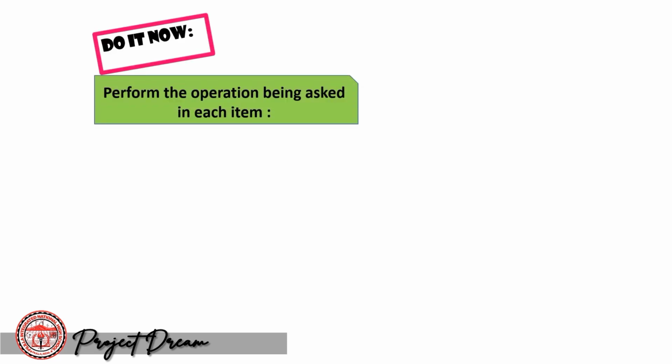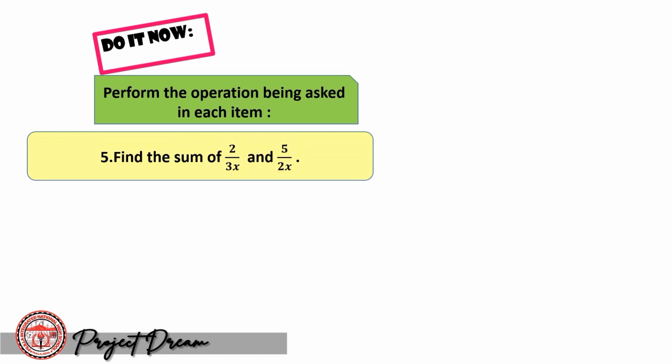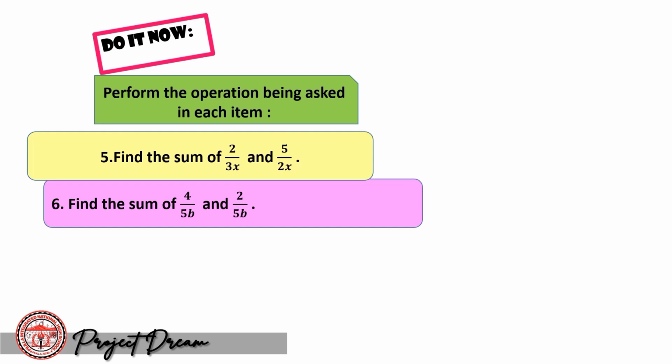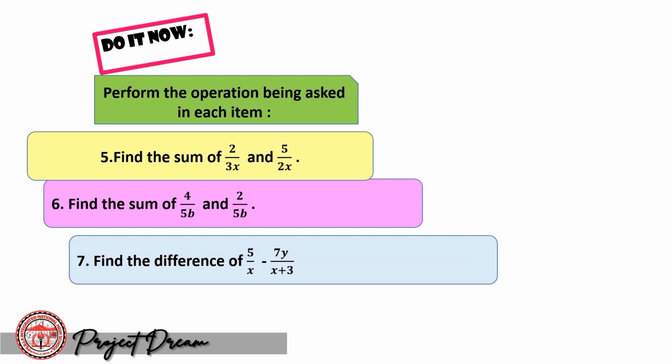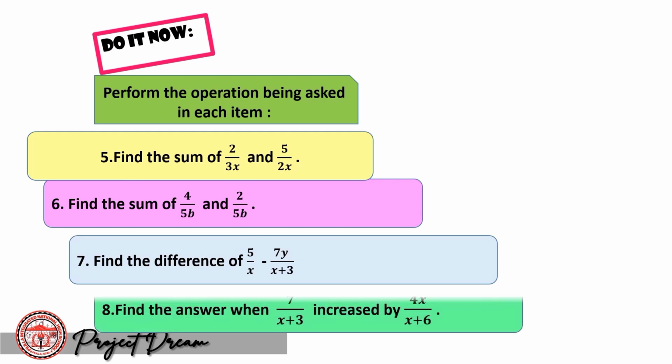Moving on to our next set of exercises, again, you are asked to perform the operation in each item. Find the sum of 2 over 3x and 5 over 2x. Find the sum of 4 over 5b and 2 over 5b. Find the difference of 5 over x minus 7y over x plus 3. And find the answer when 7 over x plus 3 is increased by 4x over x plus 6.